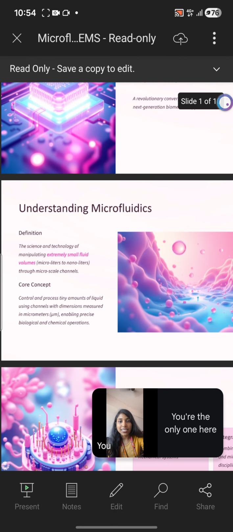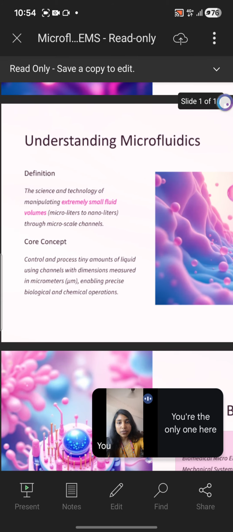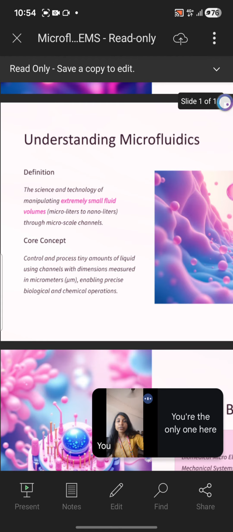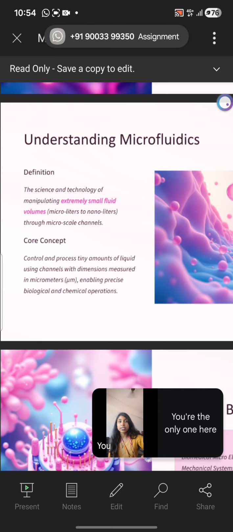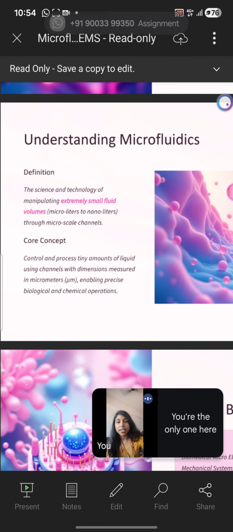So microfluidics is the science and technology of manipulating extremely small fluid volumes, microliters to nanoliters. Microliters means 10 to the power minus 8 and nanoliters means 10 to the power minus 9 volumes, through a micro scale channeling to very small scales. We are going to understand about microfluidics. And the core concept is the control and process of tiny amounts of liquid using channels with dimensions measured in micrometers, enabling precise biological and chemical operations. So this is the basic understanding of microfluidics.